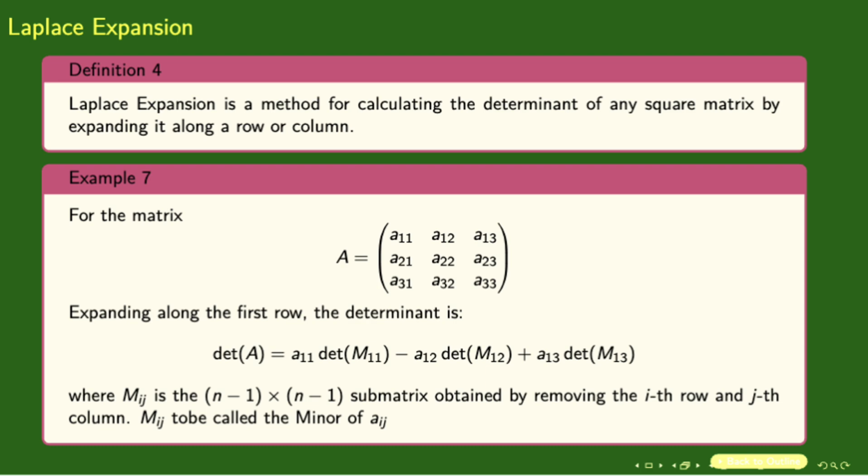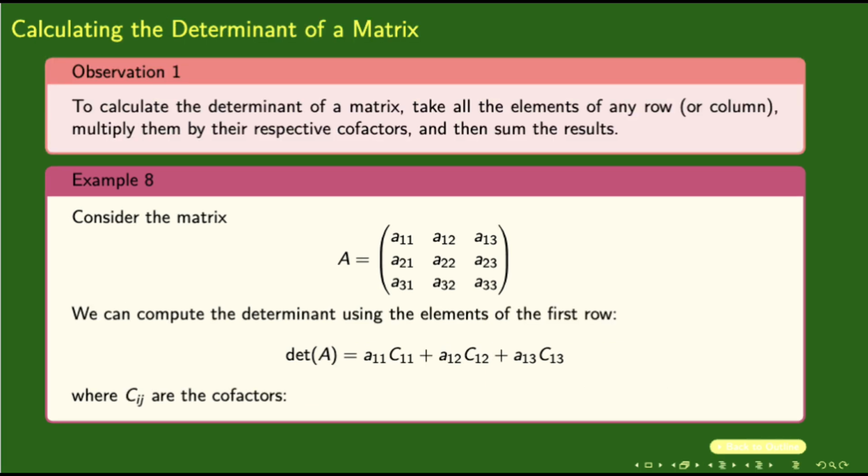Notice that the sign alternates because a 1, 2 is in the second column of the first row, making the sum of the indices 1 plus 2 equals 3, which is odd, hence the negative sign. And by applying Laplace expansion, you can calculate the determinant of any square matrix, making this method very powerful and widely used in linear algebra.